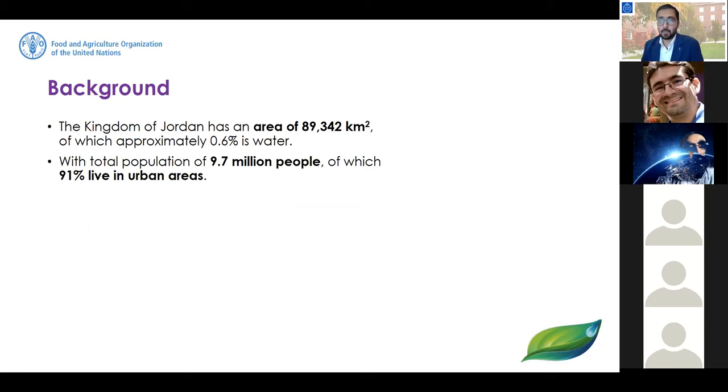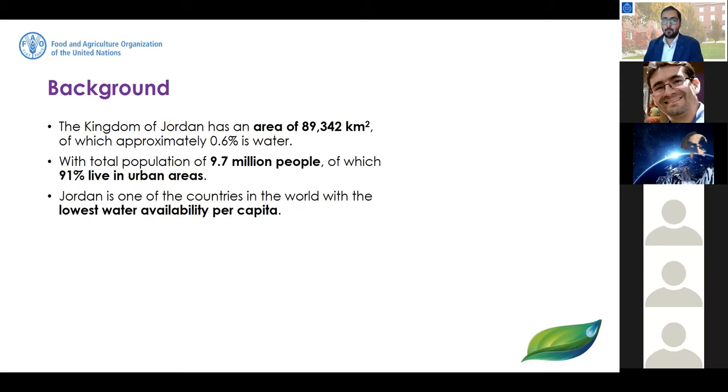So we have 90% of the population in urban areas, and a city like Amman is being crowded and populated with a high dense population, which makes huge stress on the different resources: water, food, and all of that. Jordan is classified as the country that has the lowest water availability per capita. And just to give some numbers to have this in perspective.